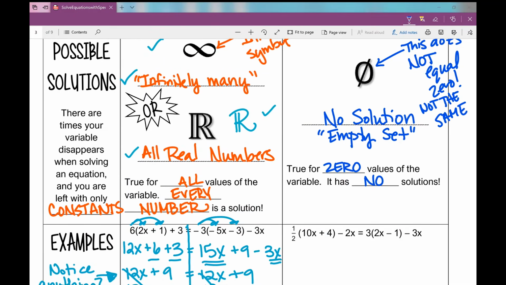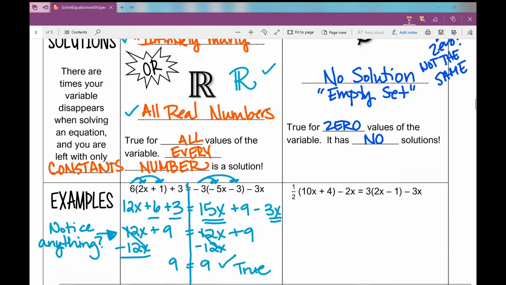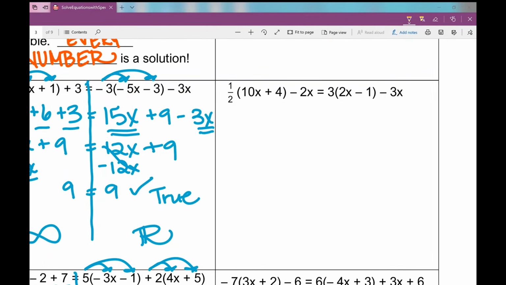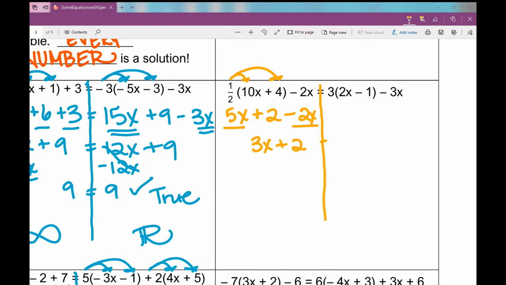So let's see some examples of what this looks like. So when I go down here, okay, this is a no solution example. I'm going to solve it the same way, okay? It's just a multi-step equation, so I need to distribute this 1/2 to get rid of my parentheses. 1/2 times 10x, I'm going to take half of it. What is that? 5x. 1/2 times 4, I'm going to take half of it. What is that? It's 2. And then now I'm going to combine like terms. So I need to identify my like terms. I get 3x plus 2. And we're done simplifying the left side of our equal sign.